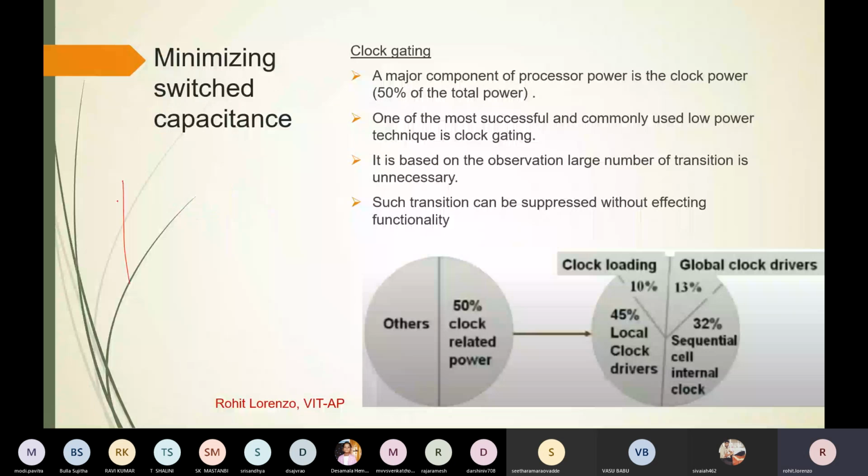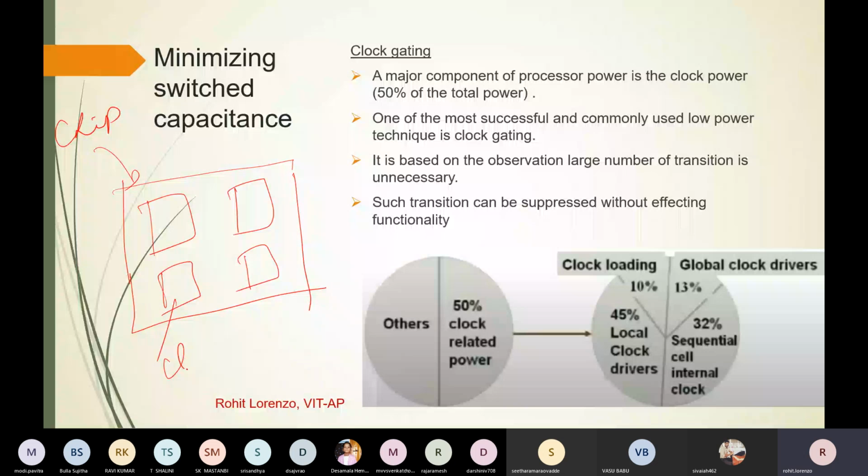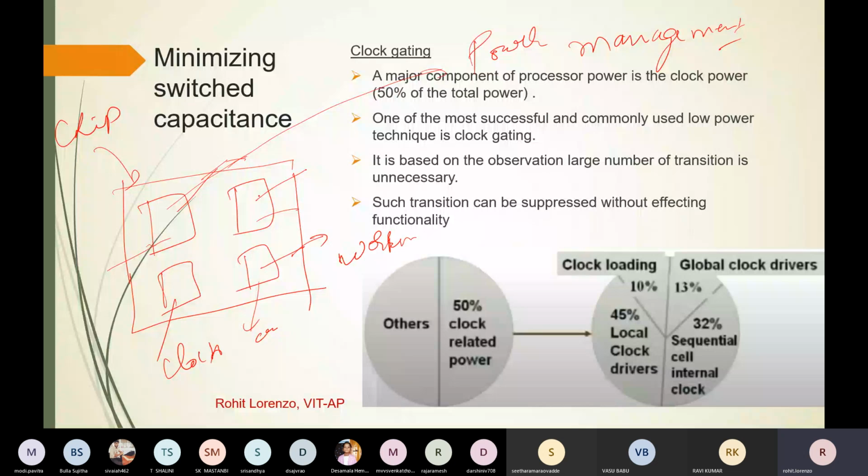See, this is actually the power management technique. Suppose there is a chip and there are several blocks, and there is a clock associated with these different blocks. Now, this is one kind of power management technique. Some blocks are not in use. At the same time, suppose this block is working and this block is not working.